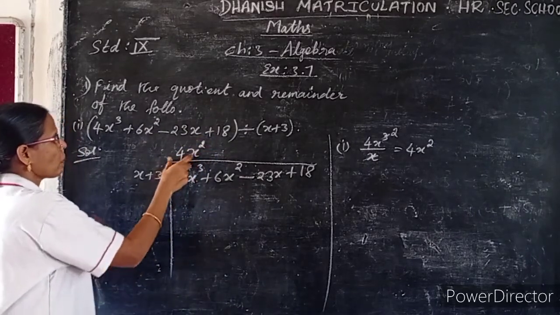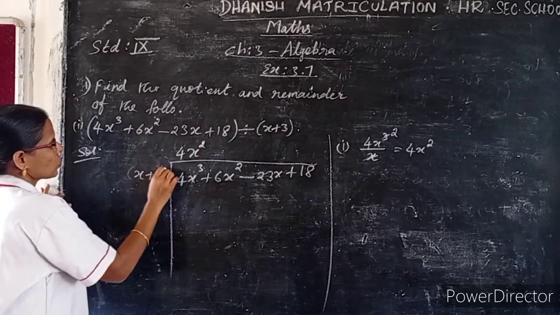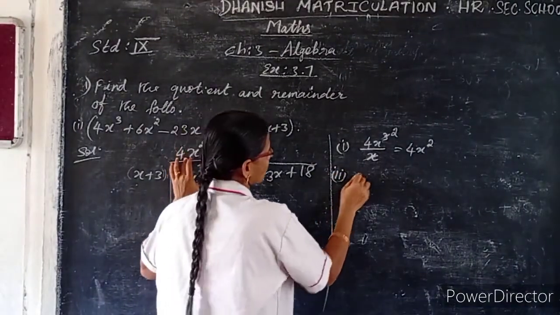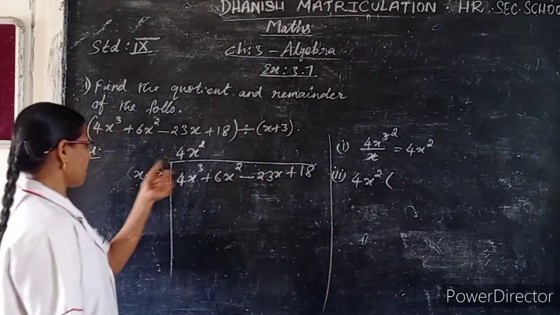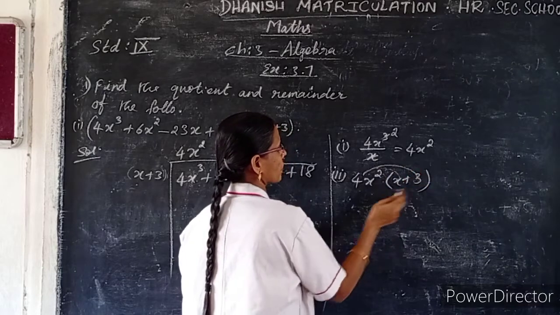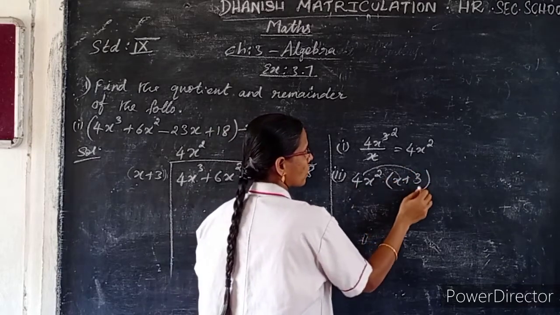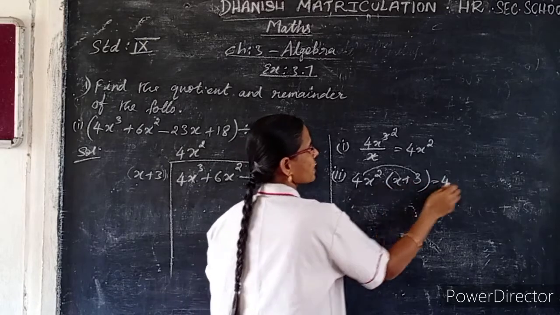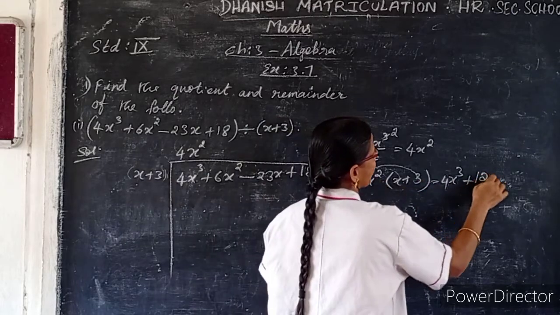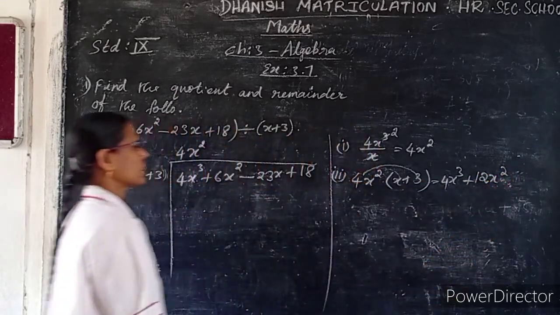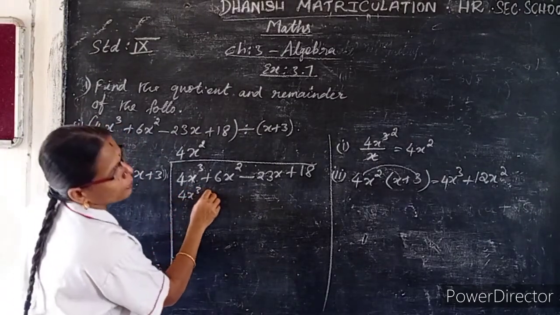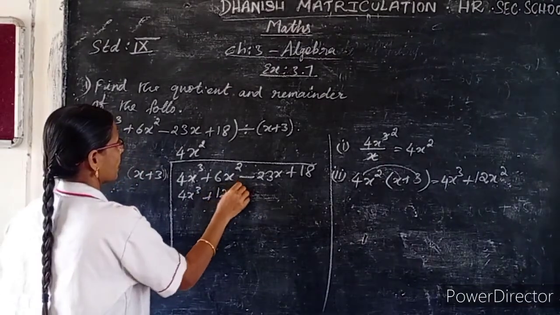This is quotient. Now multiply these two terms with this quotient. That is our second step. So 4x square into this divisor x plus 3. So multiply: 4 into 1, 4. X square into x, x cube. Plus into plus. 4 3s are 12, x square. So these are the two terms right here: 4x cube plus 12x square.